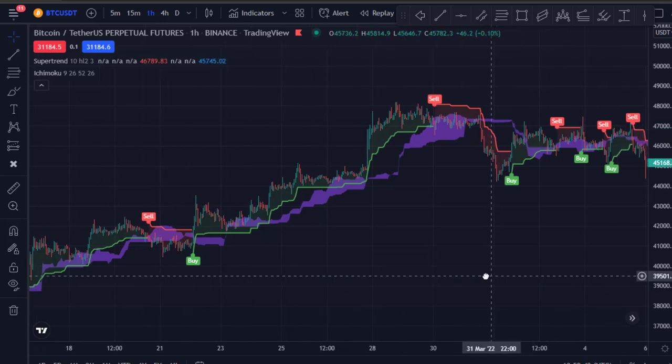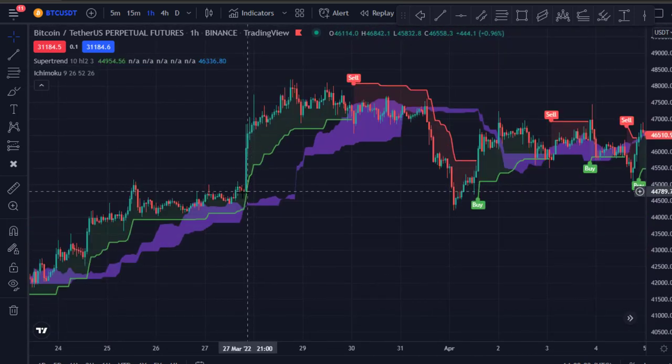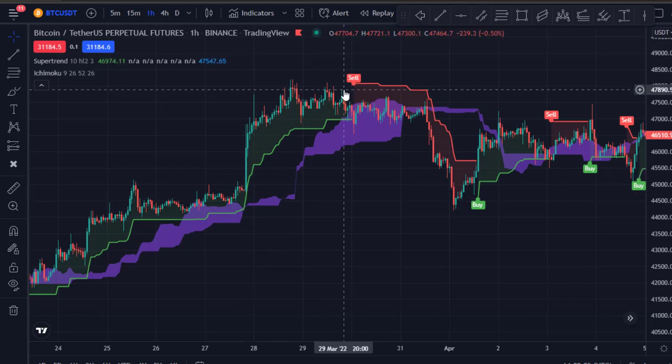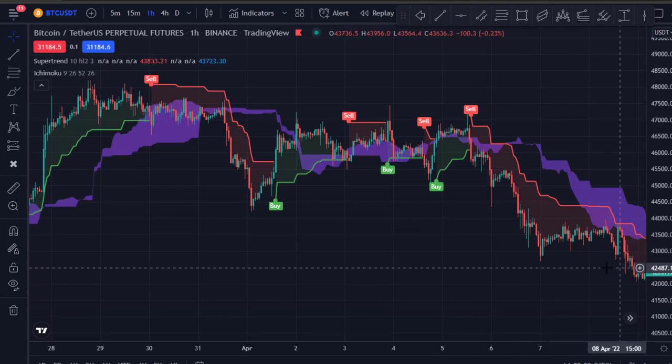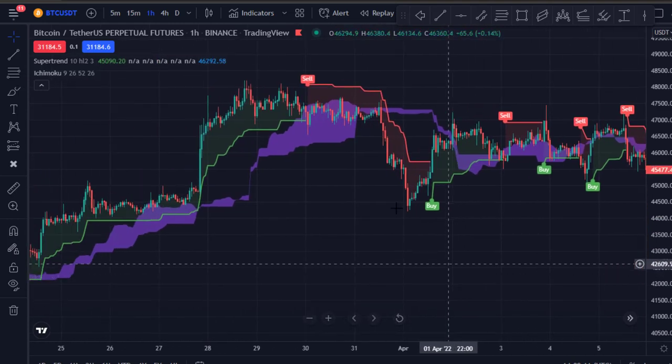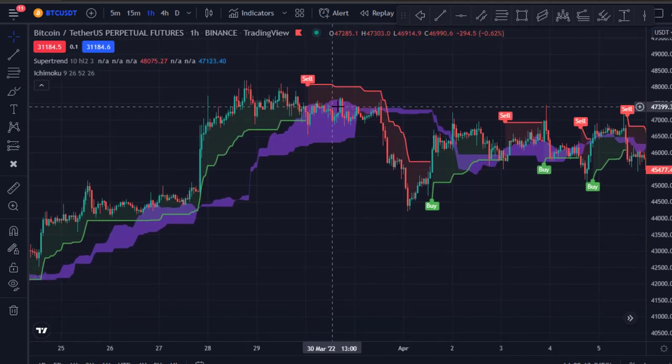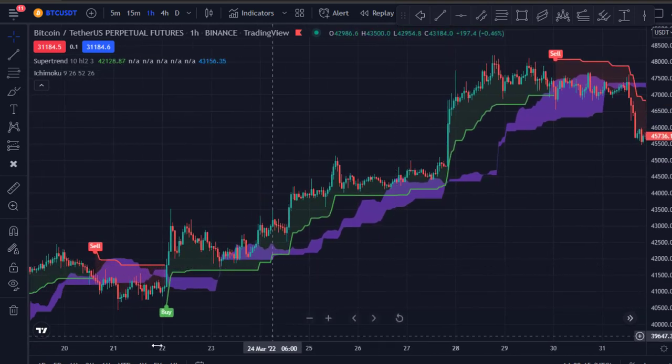The rules of the Kumo cloud are very simple. When the price is above the Kumo cloud, you only take buy signals. When the price is below the Kumo cloud, you only take sell signals. But if the price is inside the clouds, you don't take any positions. Let me give you an example.